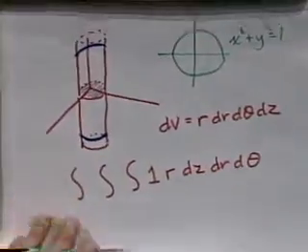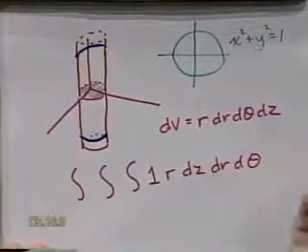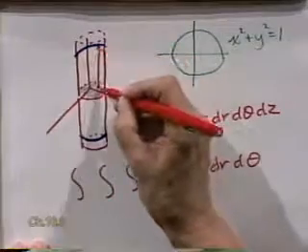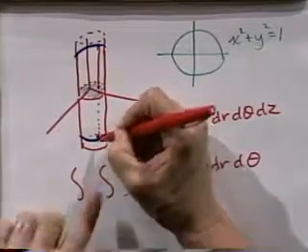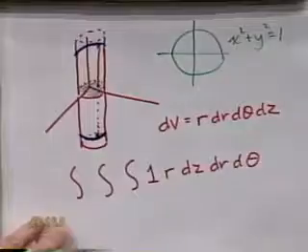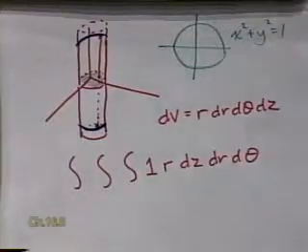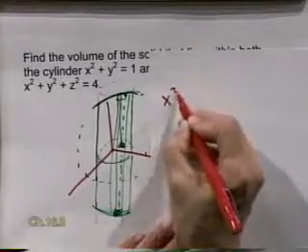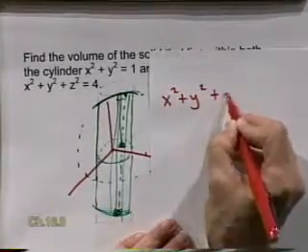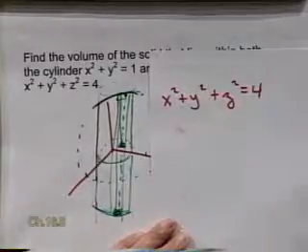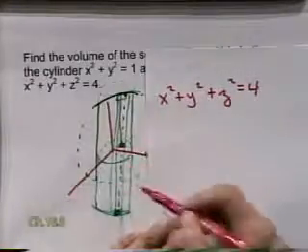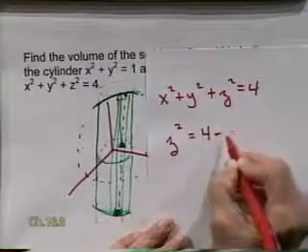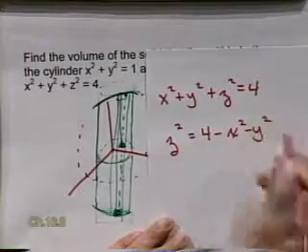I'll do z first. Okay, now let's see. We've got to find out, if I take an arbitrary point, z is ranging from z on the bottom to z on the top. Okay, so let's go back and look at the equation. The equation for the sphere was x squared plus y squared plus z squared is 4. I've got to get an equation for z on the top and z on the bottom. Well, notice if I solve for z, I get z squared equals 4 minus x squared minus y squared.